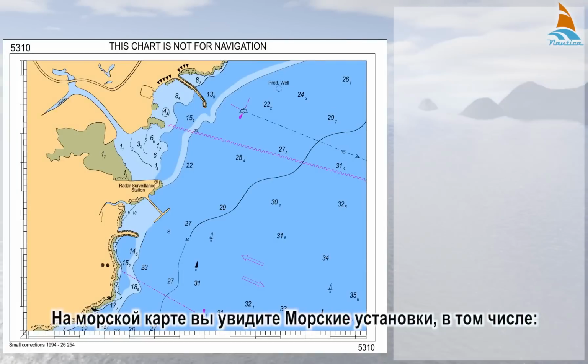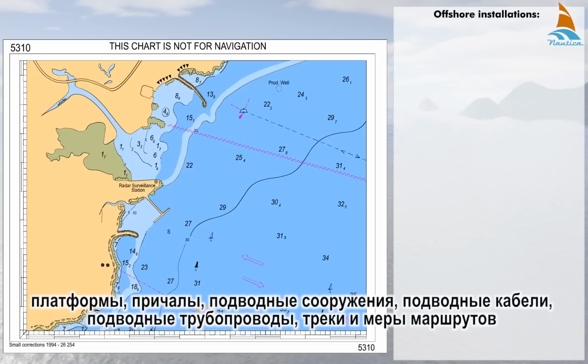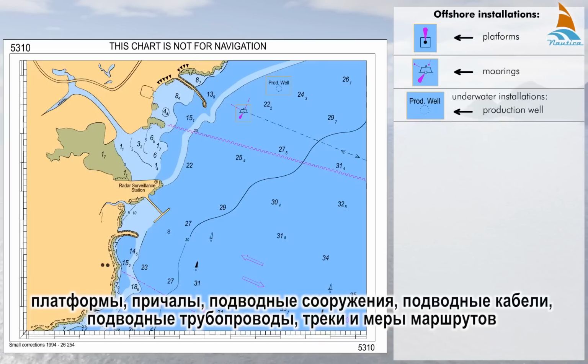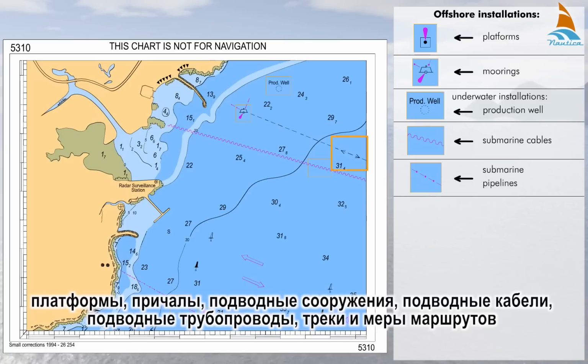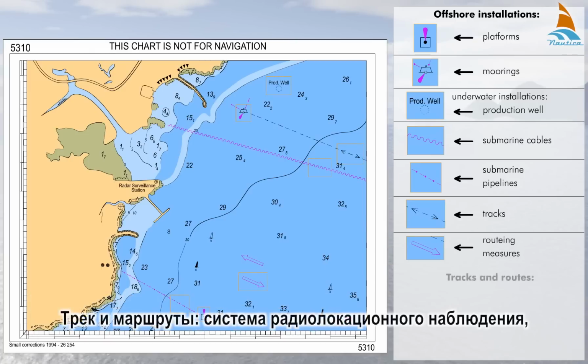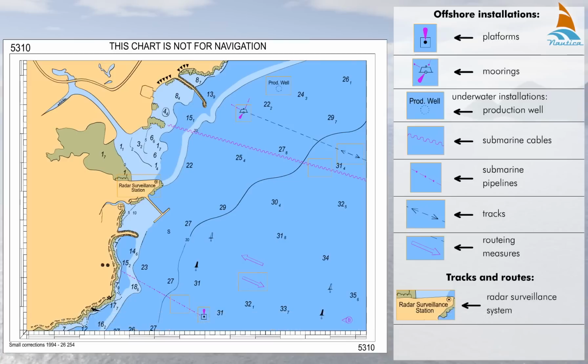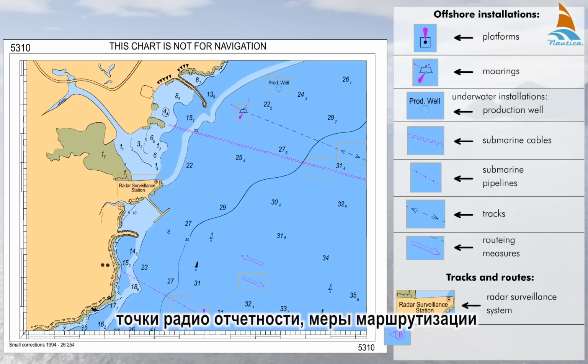On the nautical chart you'll also see offshore installations including platforms, moorings, underwater installations, submarine cables, submarine pipelines, tracks, and routing measures. Track and routes including radar surveillance system, radio reporting points, routing measures.